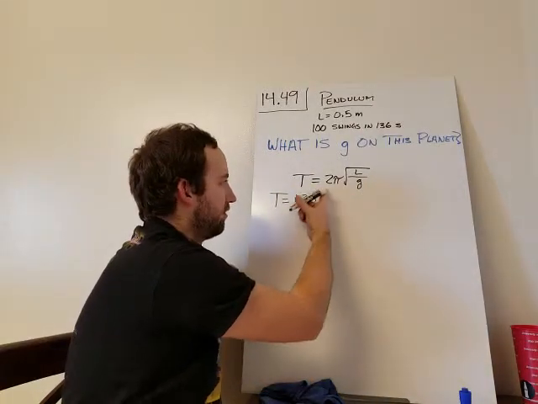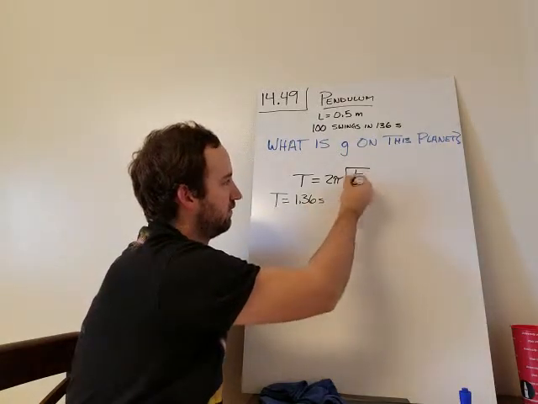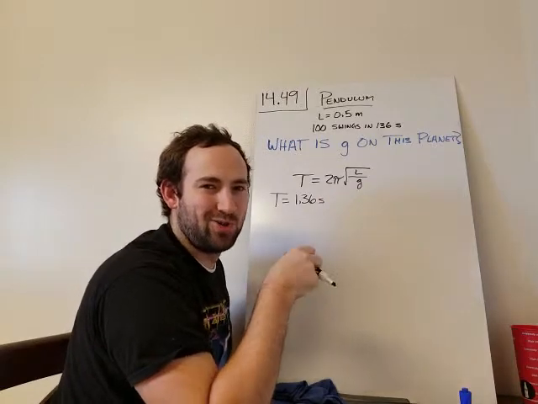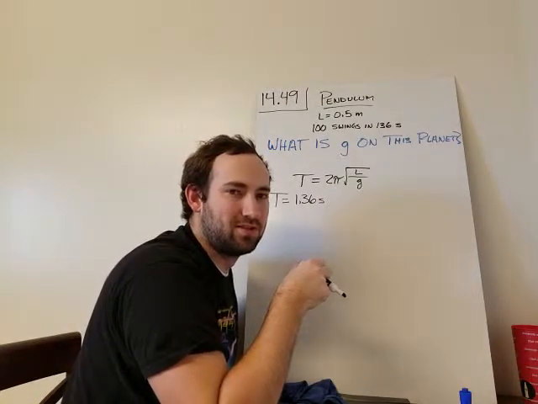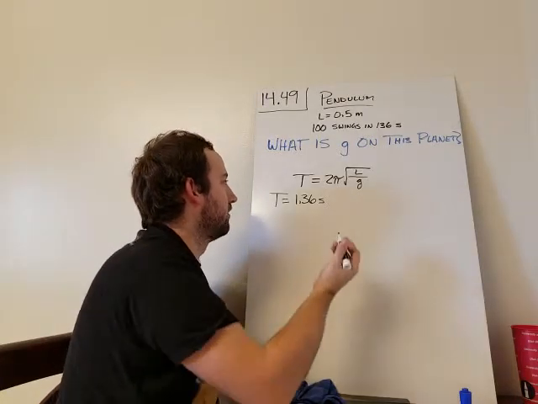Now that we only have one unknown variable, we can solve for g. And sorry, my air conditioning just kicked on, so hopefully it's not too loud in the background. But anyway, back to this.